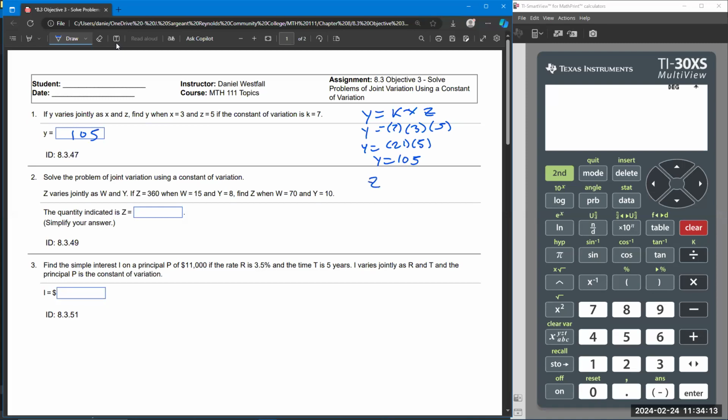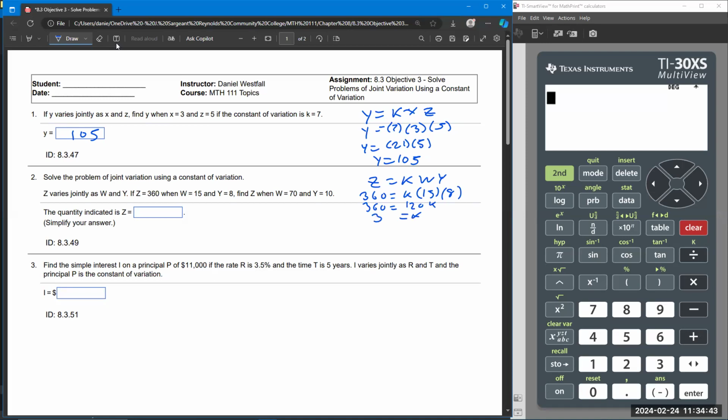Capital Z varies jointly as w and y. If z equals 360, w equals 15, and y equals 8, let's find k. So 360 equals 120k, and k is equal to 3.